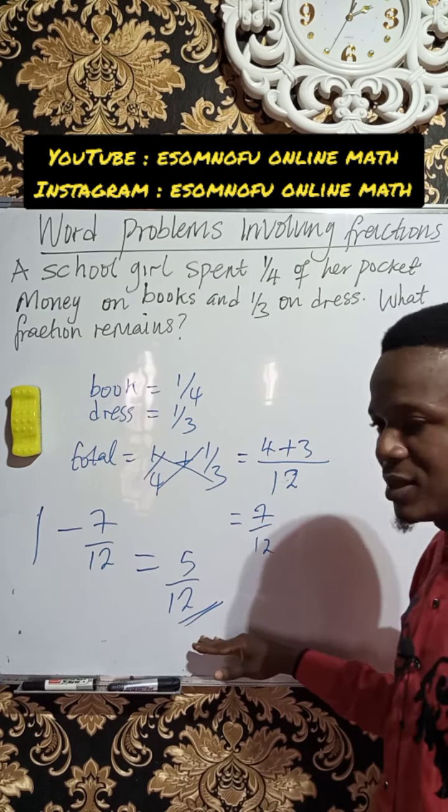7/12 is the expenses. Remove it from one complete value of pocket money. So you have one whole number minus 7/12. At the end of the day, you shall have 5/12. Let us take another question.